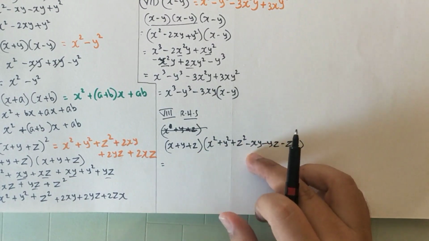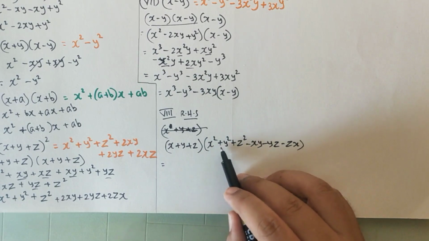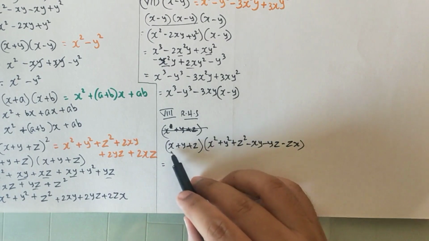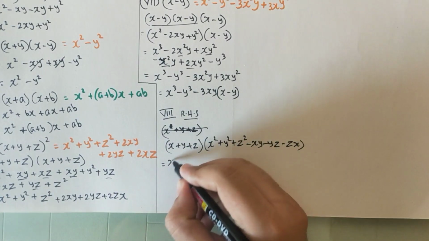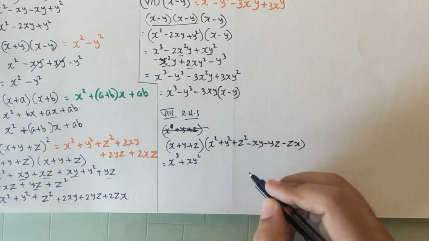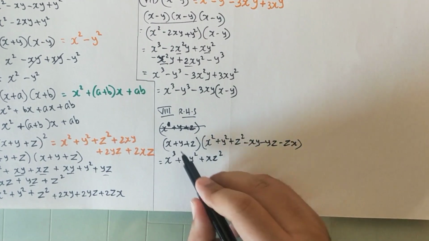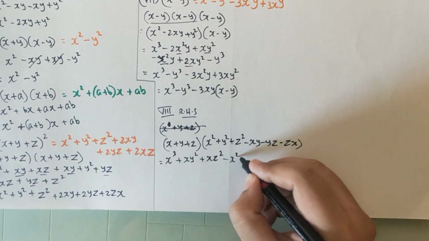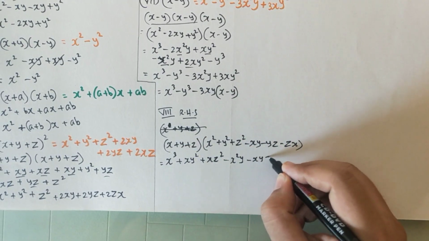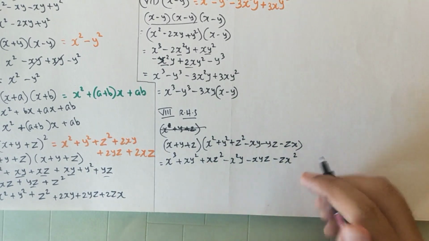Multiply this bracket with this bracket. What is this bracket? x plus y plus z into x square plus y square plus z square minus xy minus yz minus zx. First term with the first term. x into x square will be x cube. x into y square will be plus xy square. x into z square will be xz square. x into minus xy, that is minus x square y. x into minus yz, that is minus xyz. x into minus zx will be minus zx square.